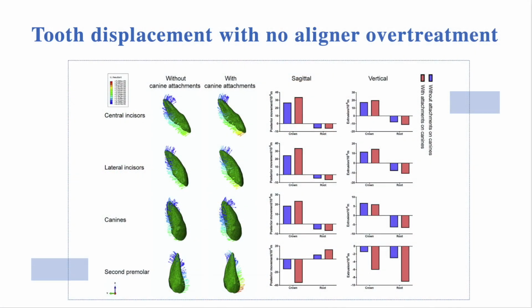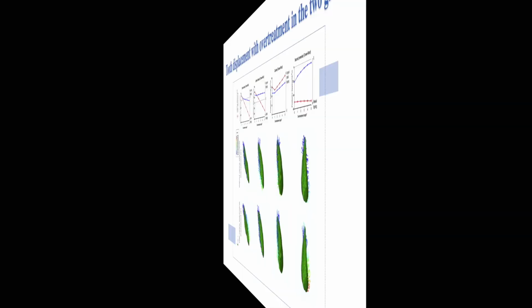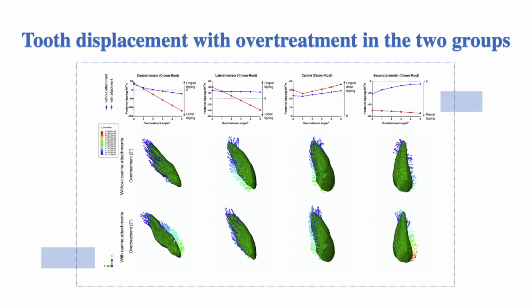In the condition of low aligner overtreatment, incisors were retracted with lingual tipping and extrusion. Canines were distally tipped and extruded, and second premolars were mesially tipped and intruded. These displacement tendencies were more significant with canine attachments than without. Aligner overtreatment produced lingual root torquing and intrusion of incisors, distal tipping of canines, and mesial tipping of second premolars. These movements were more significant in the condition of canine attachments.